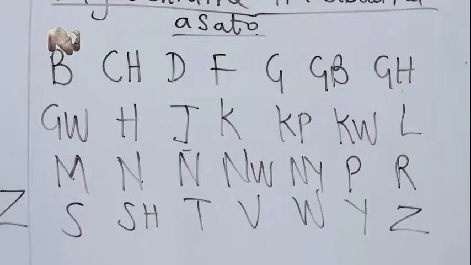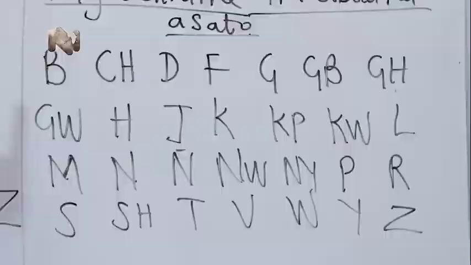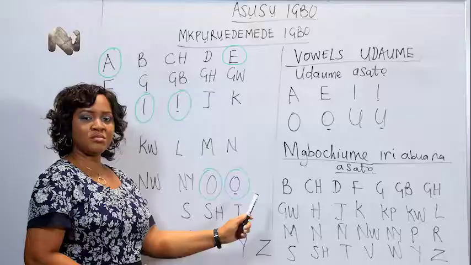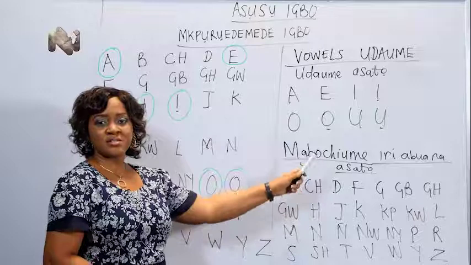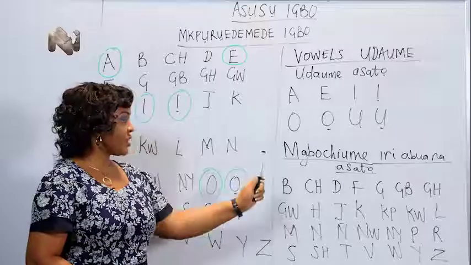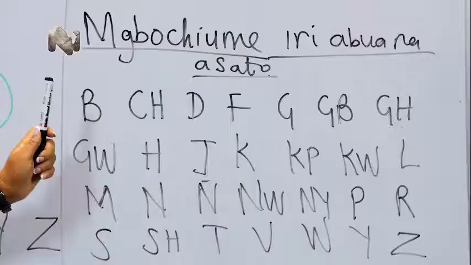These are the consonants, mbochume. We have 28 of them. That's the meaning of 28. So there are 28 consonants in Igbo. I'll take them now. Okay, let me take them first.